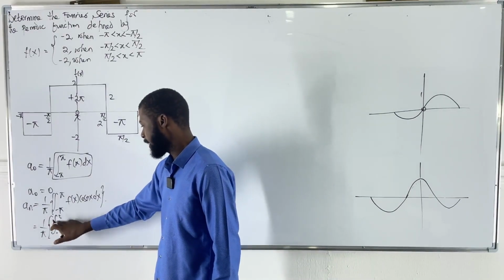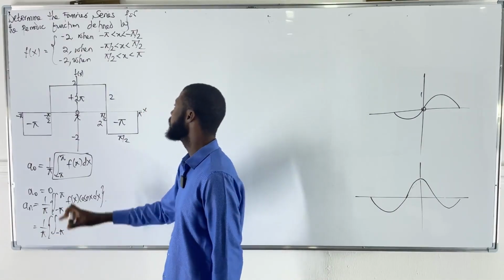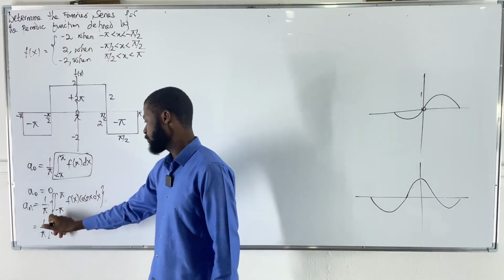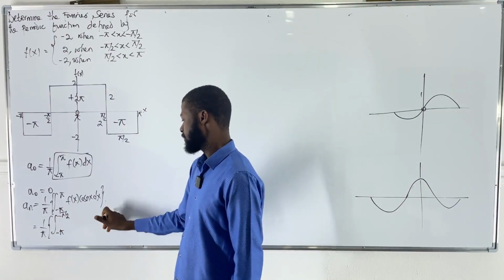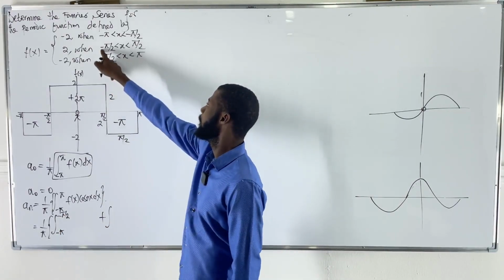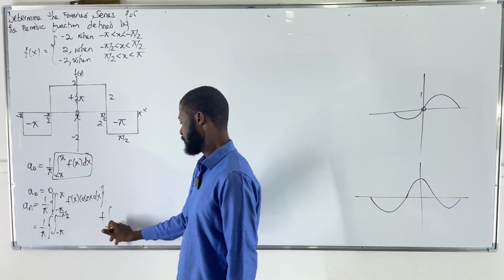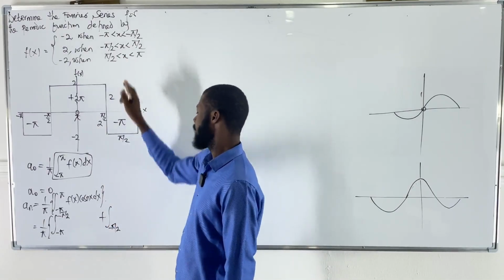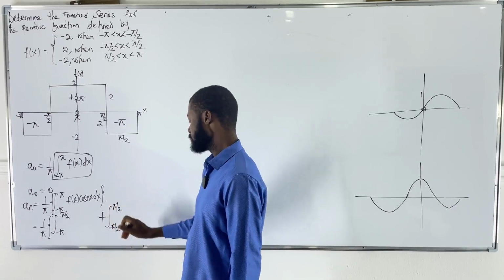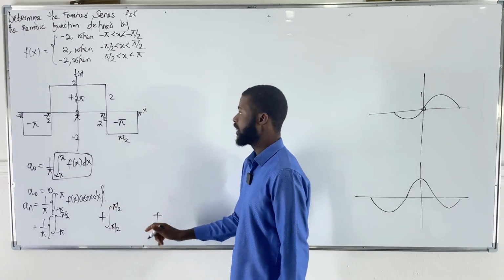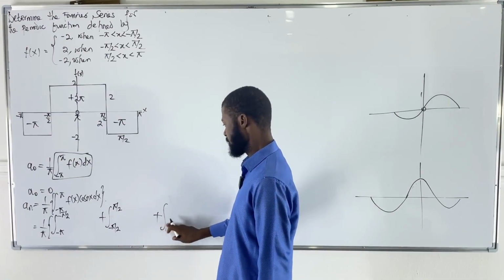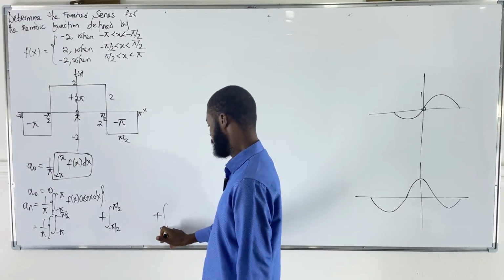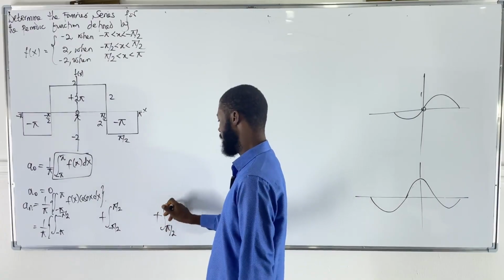So minus pi, we're going to say minus pi to minus pi over 2. That's the first one. Then give some space. Then the next one will become minus pi over 2 to pi over 2. Give some space. The next one will then become pi over 2, oh no, that's positive, pi over 2 down to pi.